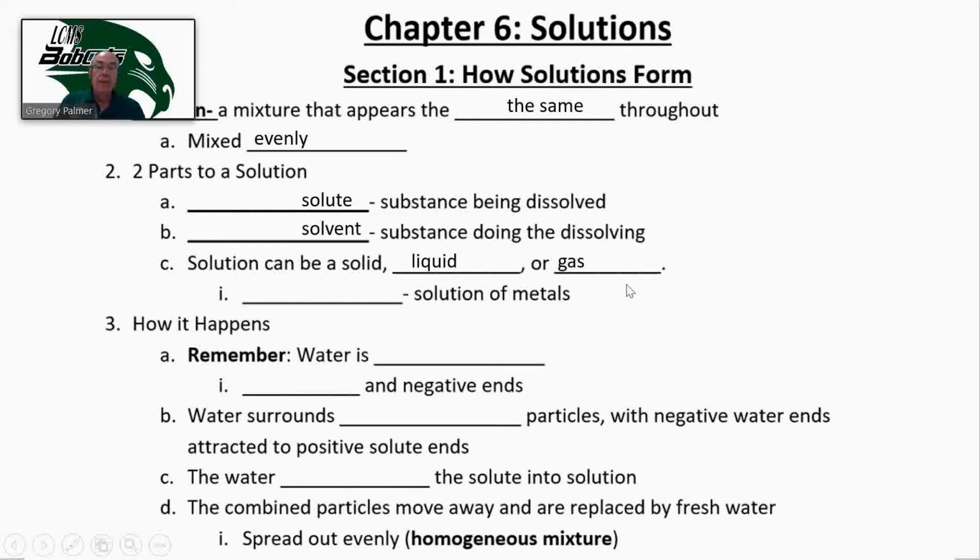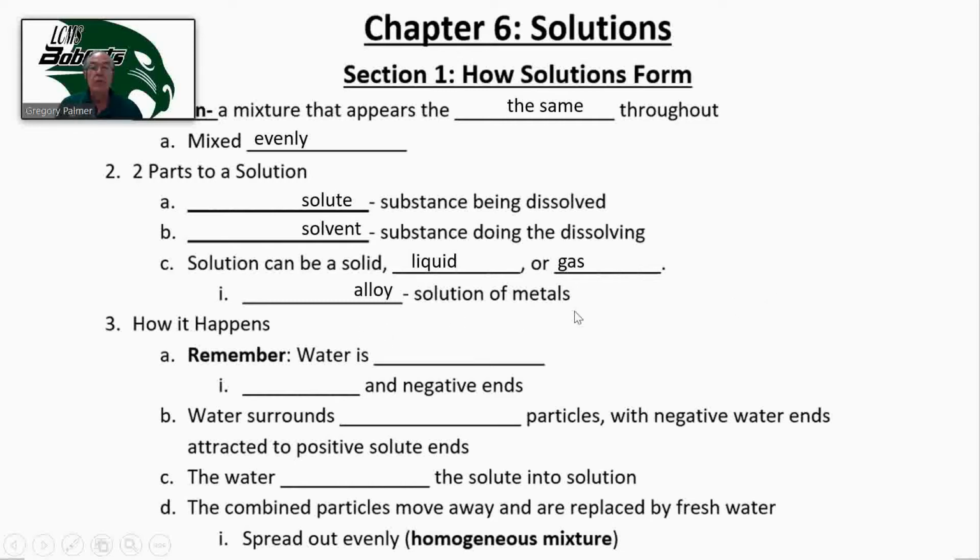Okay. It can be a gas, like the air in the room is a solution, and it's a mixture of gases. You know that in the air there's at least some oxygen because you're breathing oxygen and you're alive. There's some carbon dioxide because you're exhaling carbon dioxide because of respiration. And then the air is mostly nitrogen. So we know that there's at least three gases in the air.